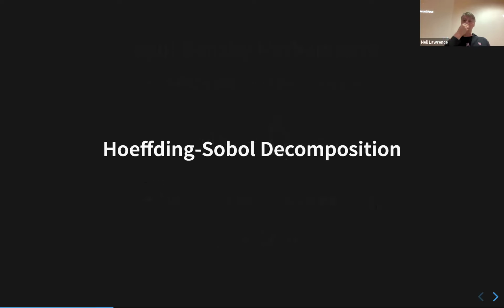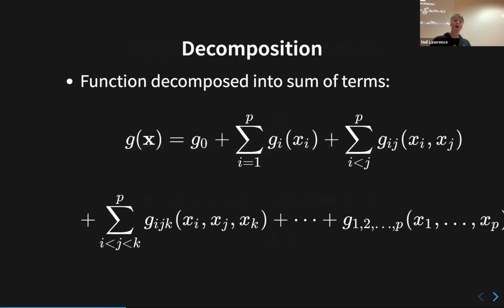Okay, so now what we're going to look at is the Hoeffding-Sobol decomposition. This is a decomposition, which I think of as an ANOVA decomposition, that says that this function, g of x, can be decomposed into the following components. One, which is a constant, g0, that is not dependent on any of the variables. Then a sum of terms where each term is dependent on one of the variables.